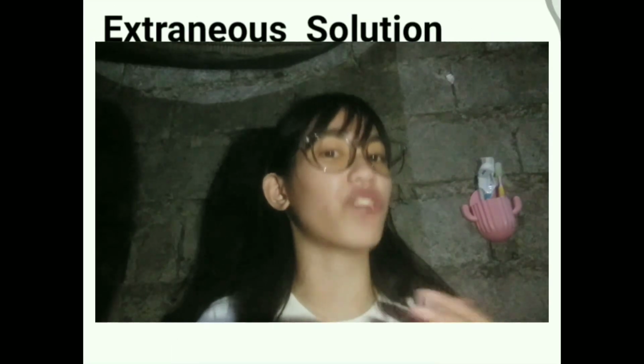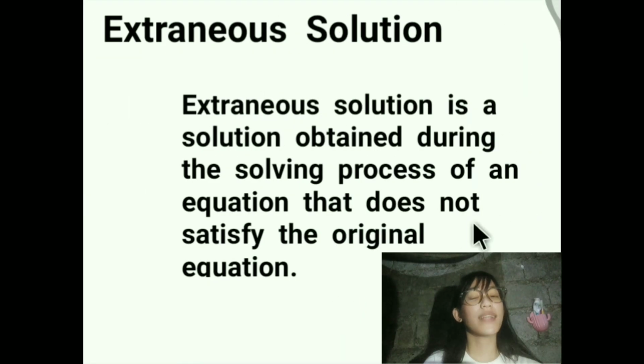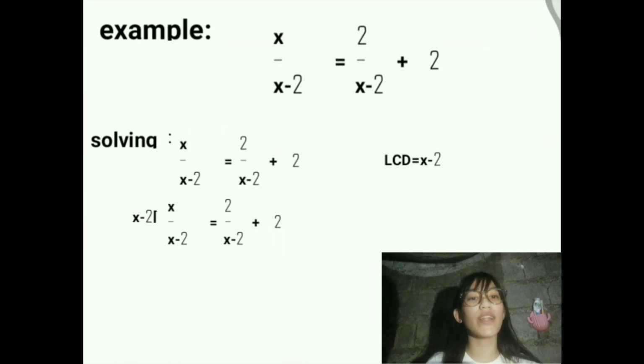Now that we've proved that x equals 1 is indeed the solution for the equation, let's have an example of an extraneous solution. An extraneous solution is a solution obtained during the solving process of an equation that does not satisfy the original equation. That is the meaning of extraneous solution. Now let's have an example. We have x over x minus 2 equals 2 over x minus 2 plus 2.